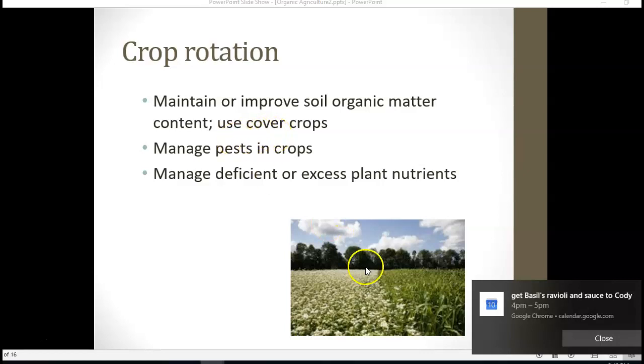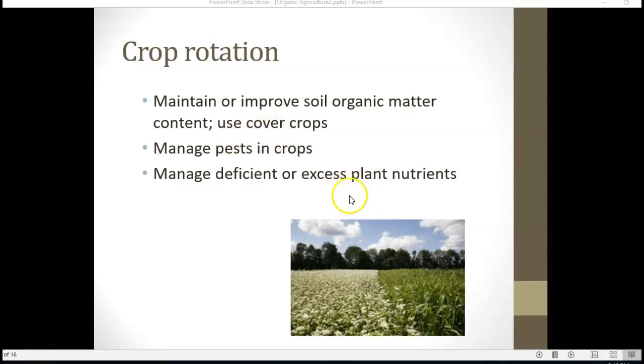And you have to do that because you need to manage the pests in your crops, and you also need to manage either too much or too little plant nutrients. And cover crops can act as catch crops and actually remove nutrients when there's too much. So we do have good standards in terms of soil building practices with crop production, but I would say it still doesn't go far enough.